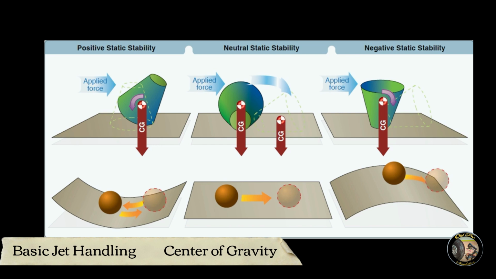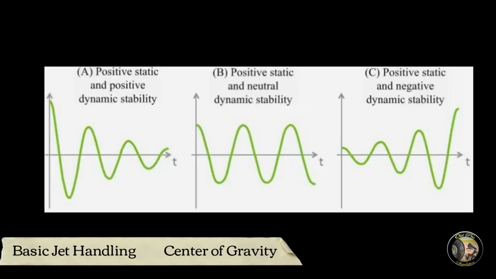The worst case scenario is an aircraft which is displaying negative static stability, and in this case, when the nose is displaced from its trim point, the nose continues to diverge, either increasing in pitch attitude or decreasing in pitch attitude, which of course you could probably imagine is very dangerous.